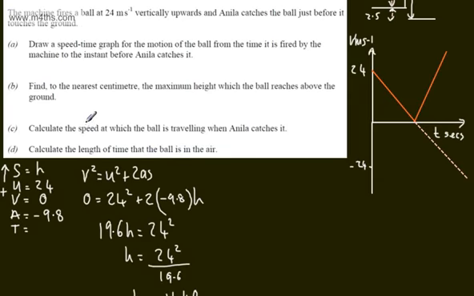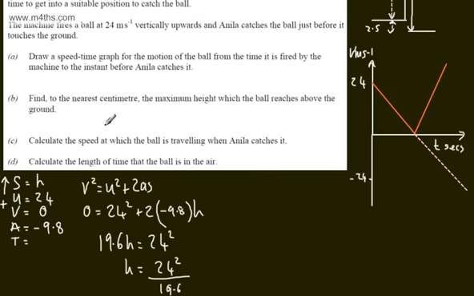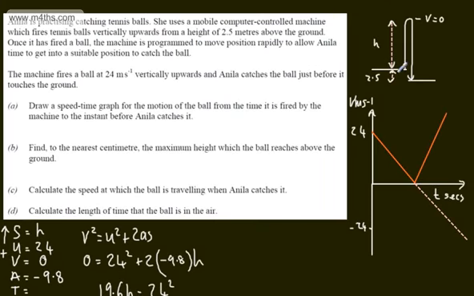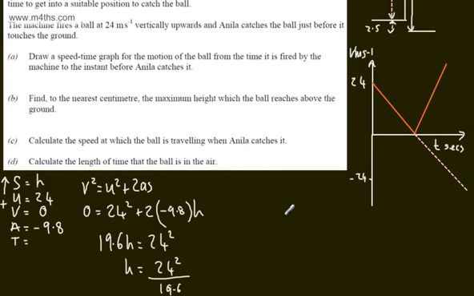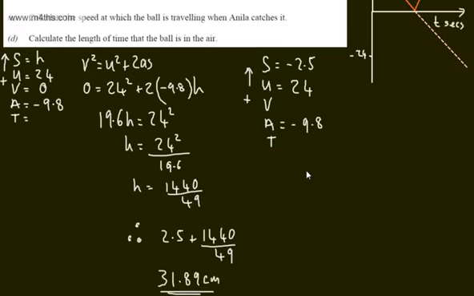We need to calculate the speed at which the ball is travelling when Anila catches it. Let's look at our model here. Now, it's projected from this point, and she catches it 2.5 metres below that point. So when we collect the information, we've got SUVAT. I can take, again, if I like, up to be the positive. If I do, now this displacement will be minus 2.5. It's being caught 2.5 metres below its point of projection. Speed of projection 24. We've got now minus 9.8. I'm using this information. I'm not going to use the other information here.